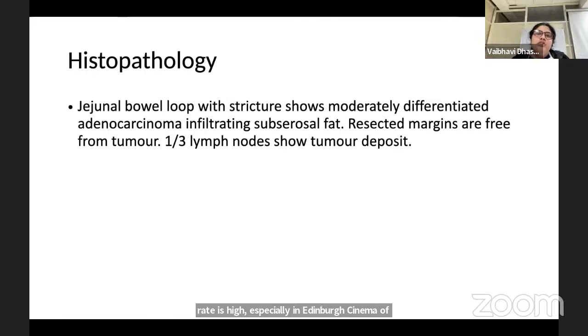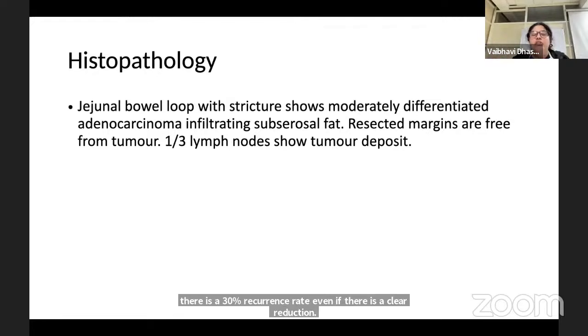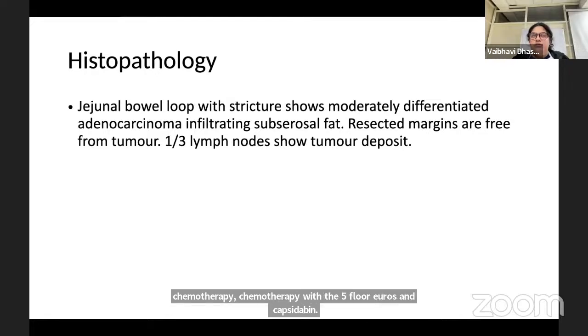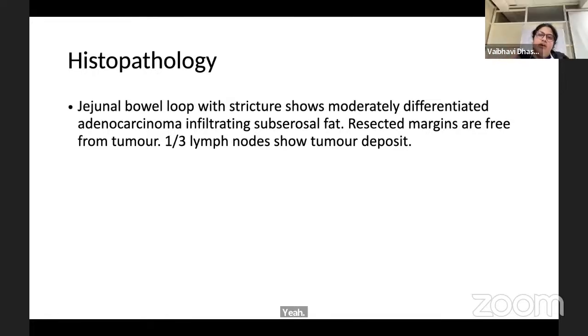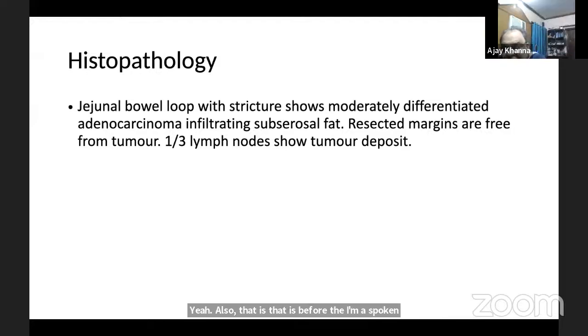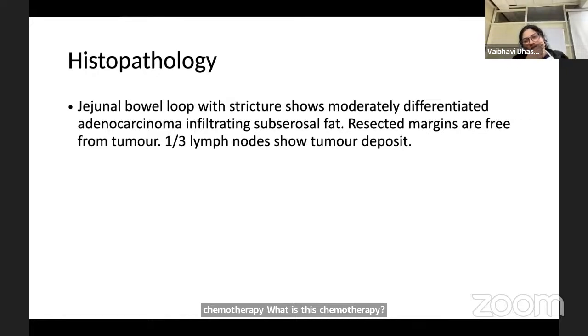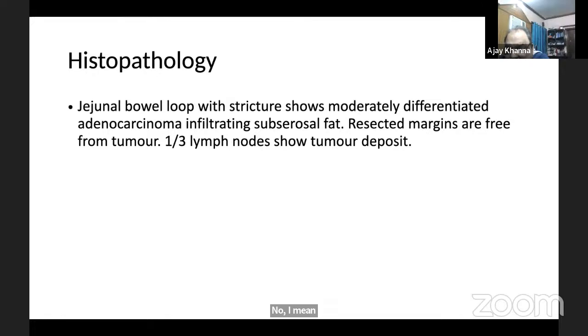So I would like to have the patient on chemotherapy with 5-fluorouracil and capecitabine. What is this chemotherapy called when you are giving it in this patient? You said neoadjuvant. Is it neoadjuvant here? Oh, that is before surgery, I misspoke. In this case, it is adjuvant chemotherapy. That's all.